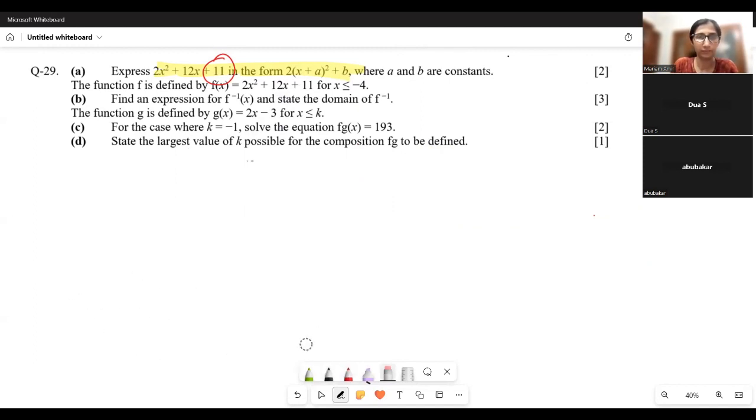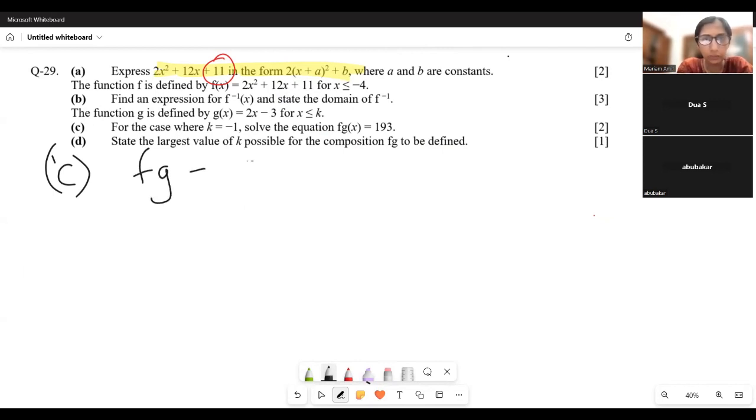पार्ट सी करेंगे अब हम. Yes. I hope I don't need the previous answers. Part C. For the case when k is less than -1, solve f g x equals 193. Okay, so f g equals 193 को solve करना है.